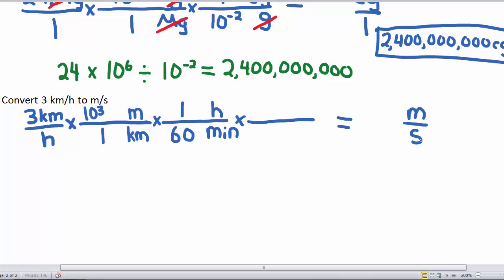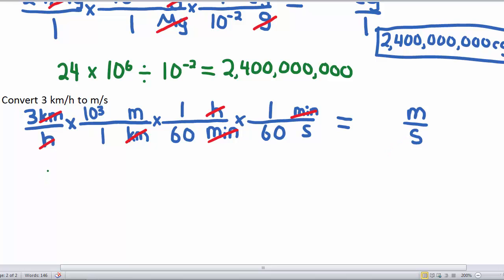Now finally, I've got this minute stuck on the bottom now, and I want to have seconds. So I want to get rid of the minutes by putting it on the top. And I want to add some seconds on the bottom. I know that 1 minute is the exact same thing as 60 seconds. So I've got kilometers on the top and the bottom. I've got hours on the bottom and the top. I've got minutes on the bottom and the top. And it looks like I'm just left with meters on the top, which is what I want, and seconds on the bottom, which is what I want. So that's good. Now we just have to plug through the number.